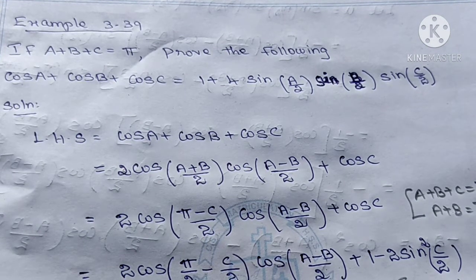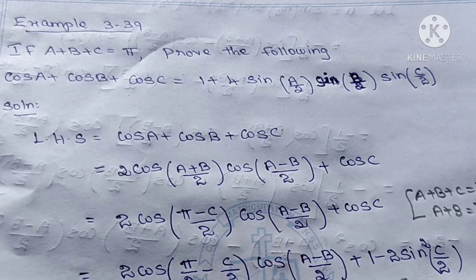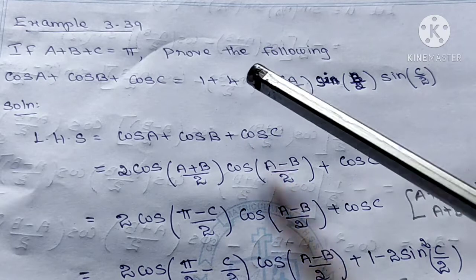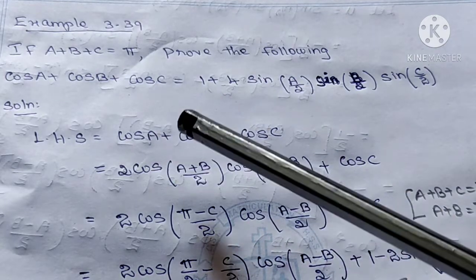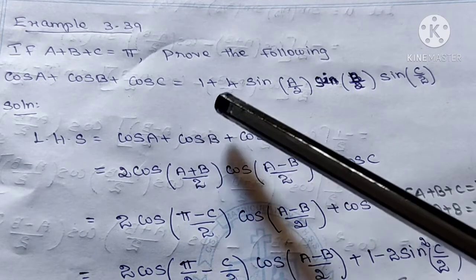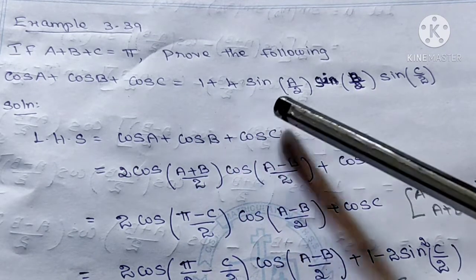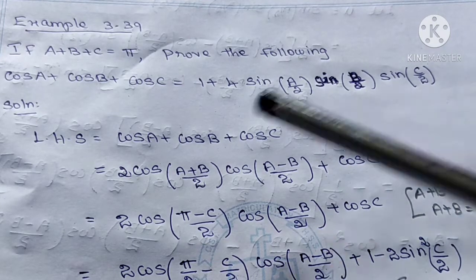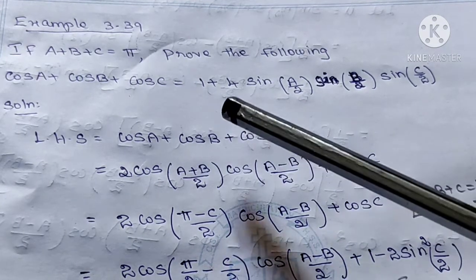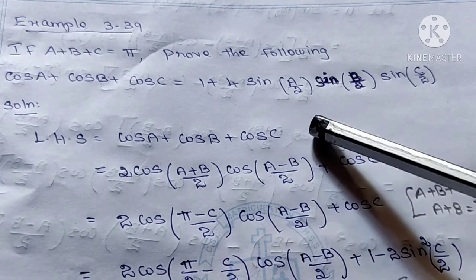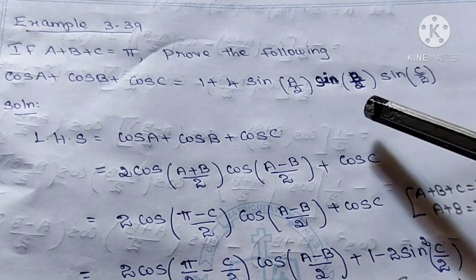Okay, example 3.39. If a plus b plus c is equal to pi, then prove the following conditions. I will complete the first part: cos a plus cos b plus cos c is equal to 1 plus 4 sin a by 2 sin b by 2 sin c by 2. Okay, cos a plus cos b plus cos c is equal to 1 plus 4 sin a by 2 sin b by 2 sin c by 2.